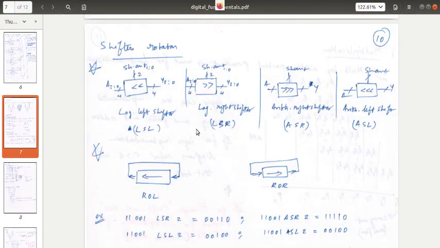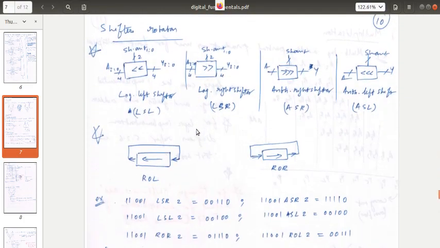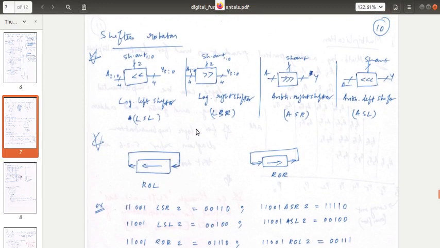Okay, now moving on to the next topic, we will consider the topic of shifters and rotators. First of all, let's see the schematic or symbol, then we will see what the actual logic is, and then we will see an example implementation of the device.